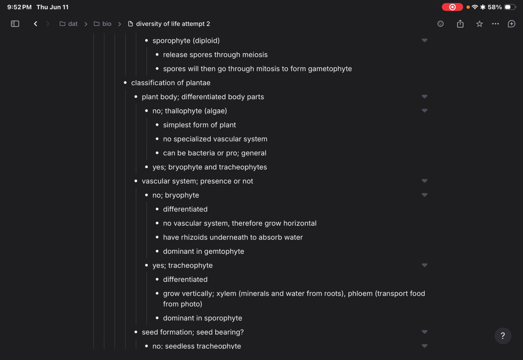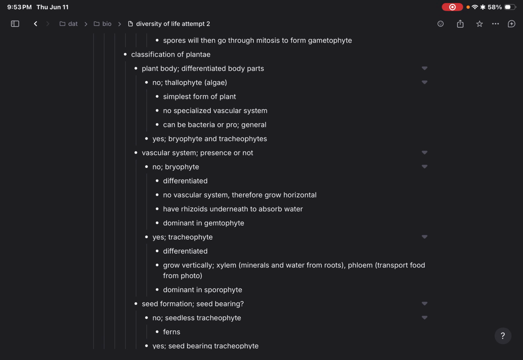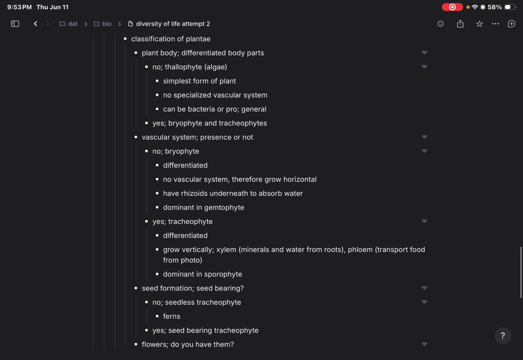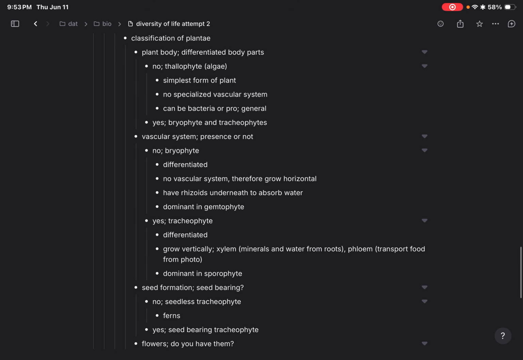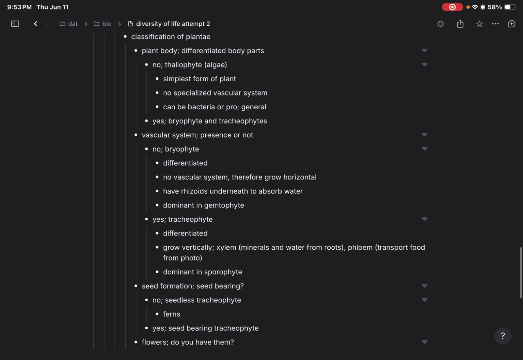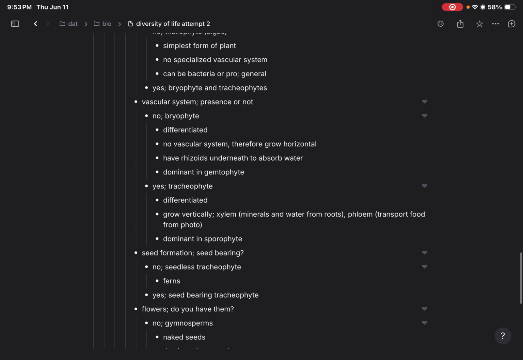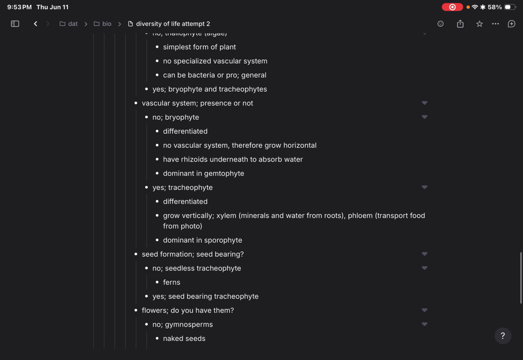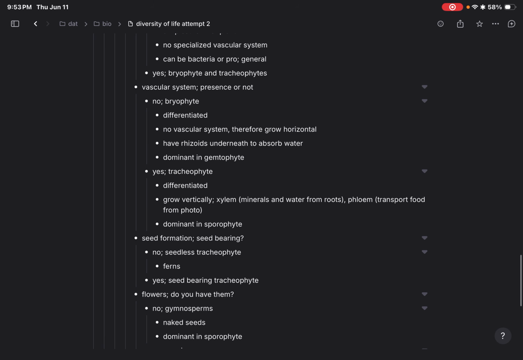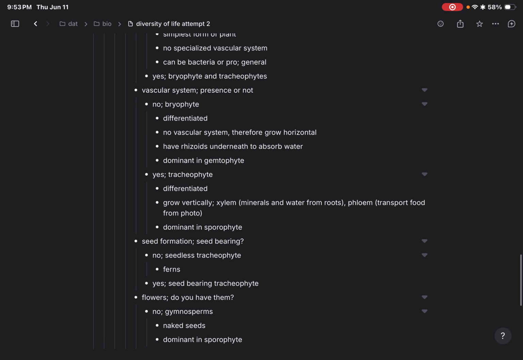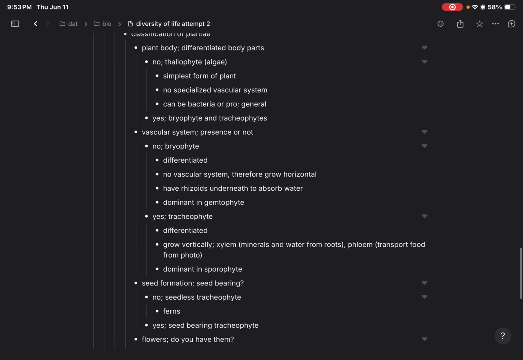The main thing to know is that a thallophyte has no differentiated body parts. Now we move on to the vascular system. If you do not have a vascular system, then you call it a bryophyte. This means you are differentiated, but you don't have roots, you don't have xylem, you don't have phloem. You're just like a body of mass, and because of that, you can't really transport nutrients throughout your body, right? So you have to grow horizontally. They're going to have rhizoids underneath to absorb water rather than roots, and they are dominant in the gametophyte stage.